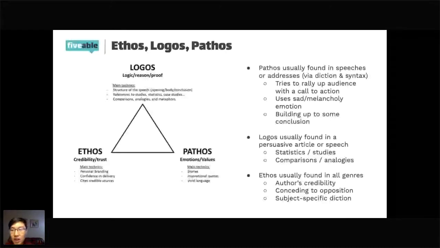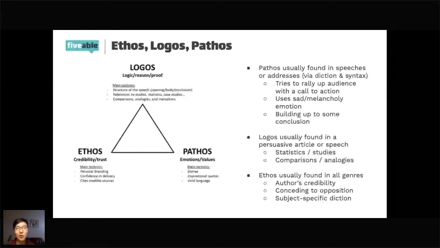Okay, cool. Can you go over subject-specific diction again? Yeah, I can. So subject-specific diction just means that they're using terminology that's specific to their field. So if you're reading some article about science, right? And I don't think this will usually show up for rhetorical analysis, but it might.